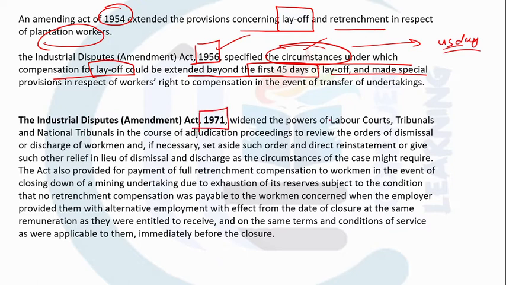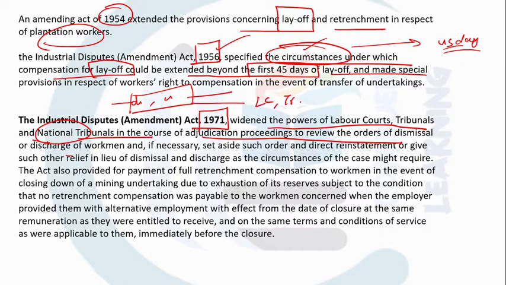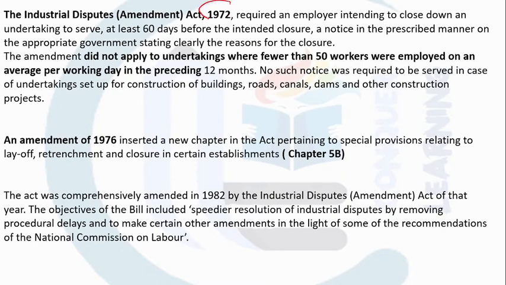The 1971 amendment widened the power of the labour court, tribunal and national tribunal in the course of adjudication proceedings of dismissal, discharge. So this was like any person who is dismissed, discharged or retrenched. In that case, if the employer has dismissed or discharged, the labour court, tribunals and national tribunal were given a power that they can keep this decision aside and give their own separate decision. So that was introduced in 1971.